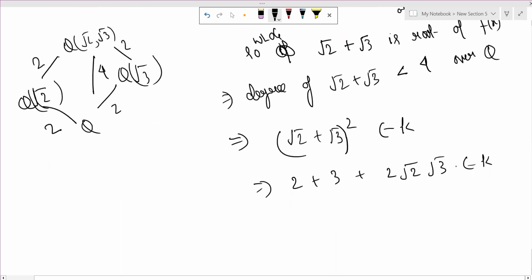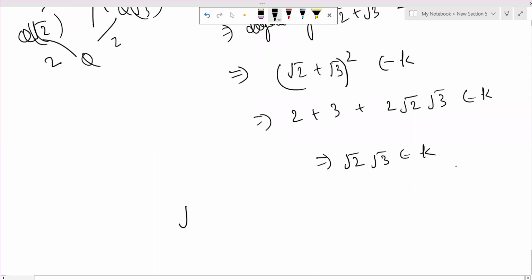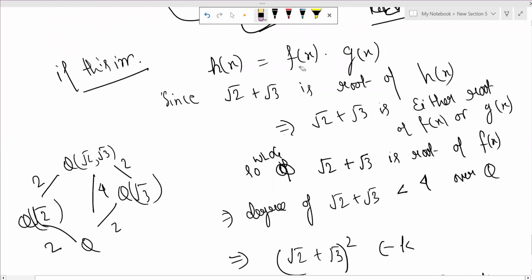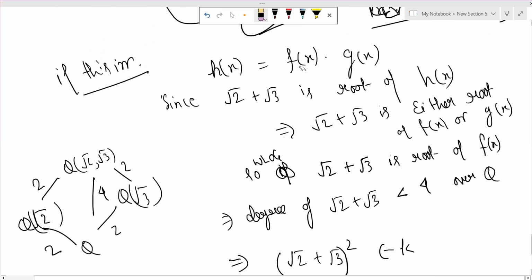This implies root 2 root 3 is in k. What can you conclude from here? Here you use the extension. If one is possible, then it is, but obviously it is not possible. This is not an element of it. I only need to discard 2 possibilities, right? But how will we discard 2 possibilities?